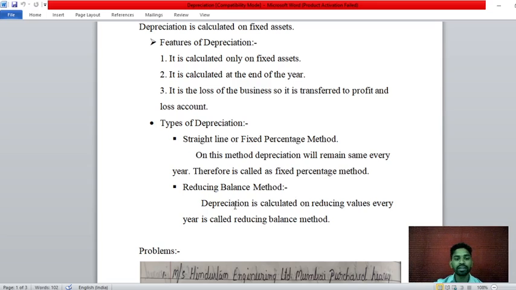Next, the reducing balance method. Depreciation is calculated on the reducing value every year, which is called the reducing balance method. On whatever the reduced value is, we again have to calculate the percentage of depreciation. These are the two types of depreciation: the straight line method and the reducing balance method.